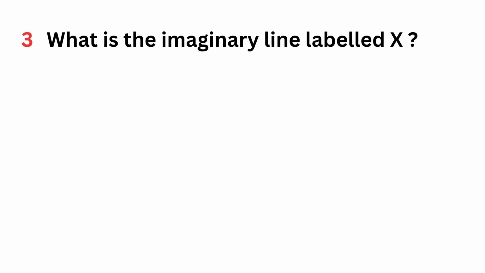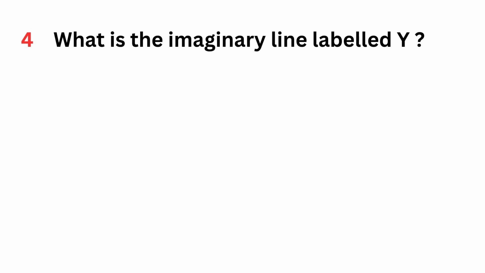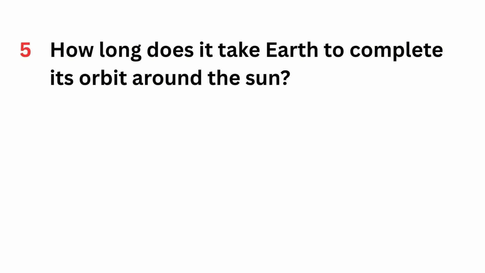Anticlockwise. Question 3. What is an imaginary line labeled X? Earth's axis. Question 4. What is an imaginary line labeled Y? Equator. Question 5. How long does it take Earth to complete its orbit around the Sun?